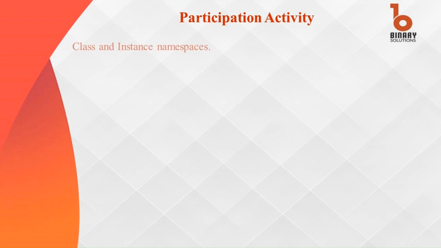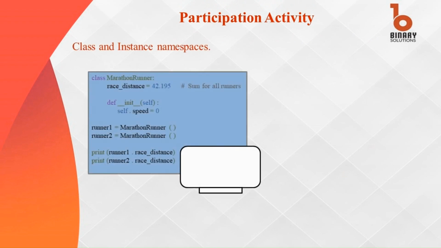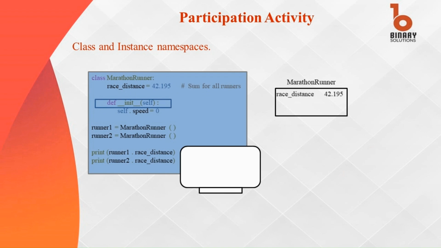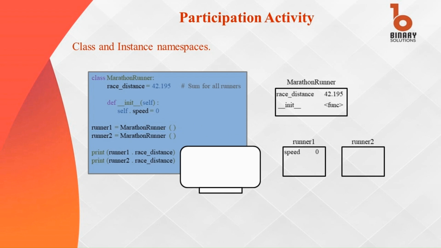This program demonstrates the concept of class and instance namespaces, showing how attributes are stored and accessed in object oriented programming. The marathon runner class defines race distance as a class attribute, meaning it exists within the class namespace and is shared by all instances. When runner1 and runner2 are created as instances of the class, they initially contain only instance attributes, such as speed, in their respective namespaces.